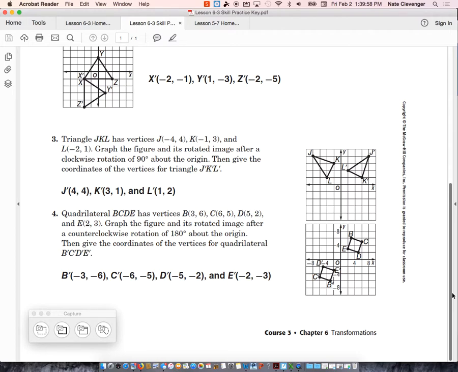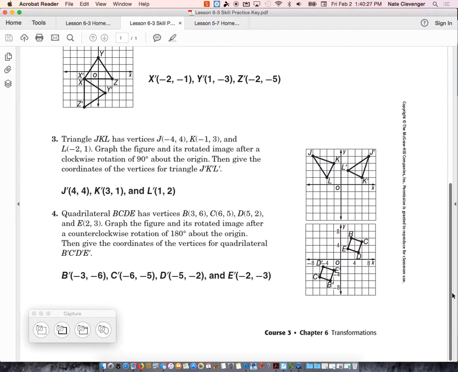Number 4 is going to be worth 6 points. This one, you have your 2 images, and then B prime is -3, -6. C prime is -6, -5. D prime is -5, -2. And E prime is -2, -3. Now, if you want to total up your first page, just so you have it, that's 17 points.